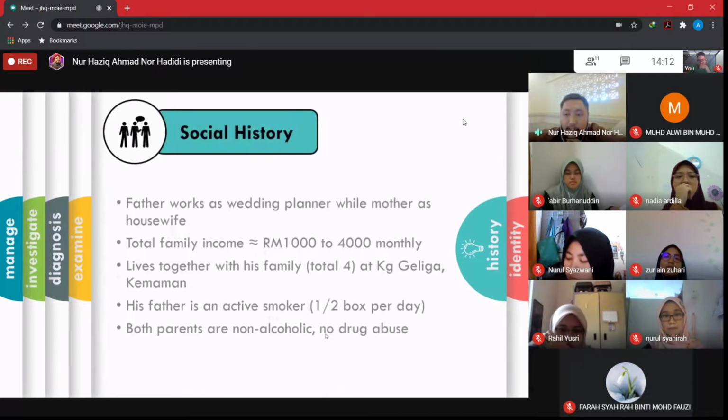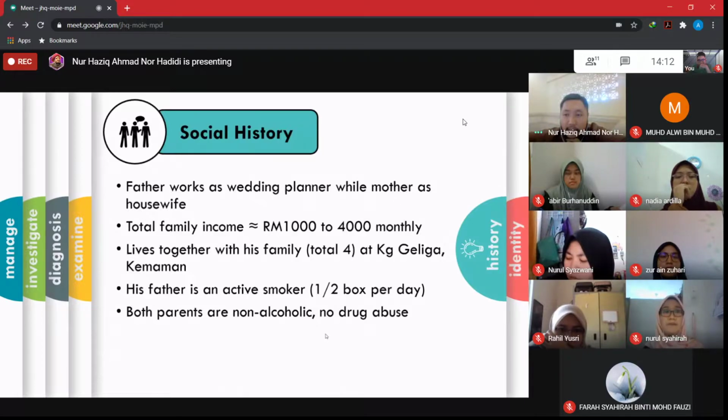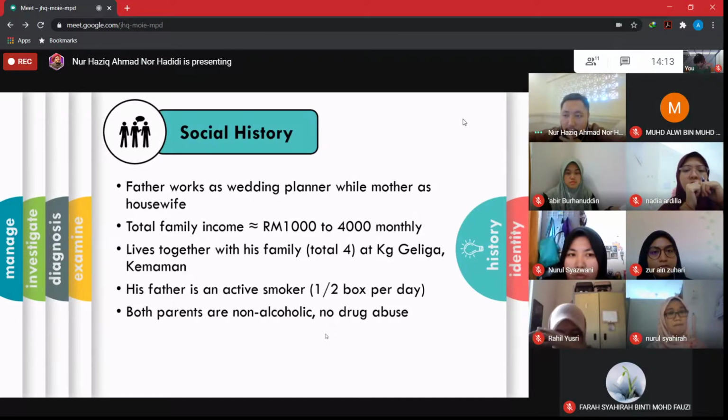For the social history, his father is 28 years old and works as a wedding planner with an income ranging from about 1,000 to 4,000 per month based on job availability. His mother is 28 years old and a housewife. They live together in a single-story house at Kampung Geliga, Kemaman with basic amenities. His father is an active smoker, smoking about half a box per day. Otherwise, both of his parents are non-alcoholic with no drug abuse.